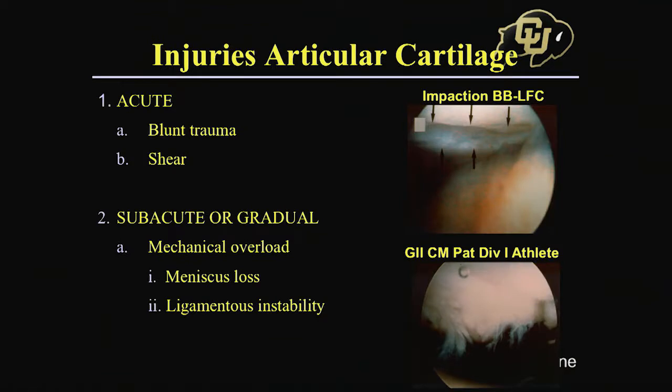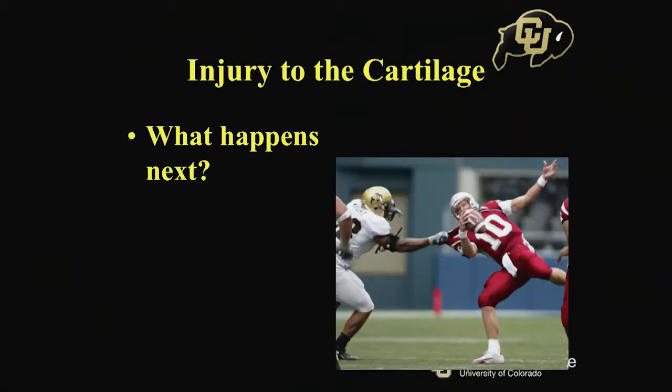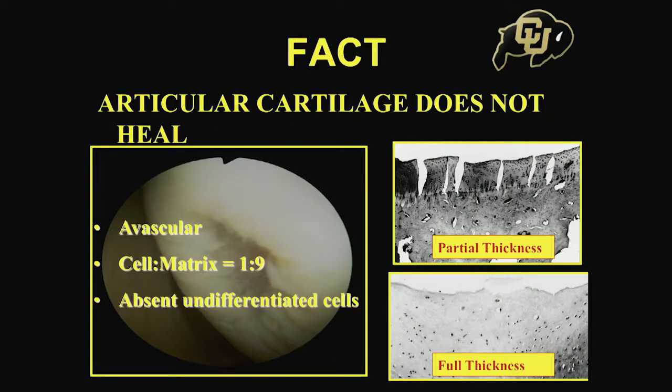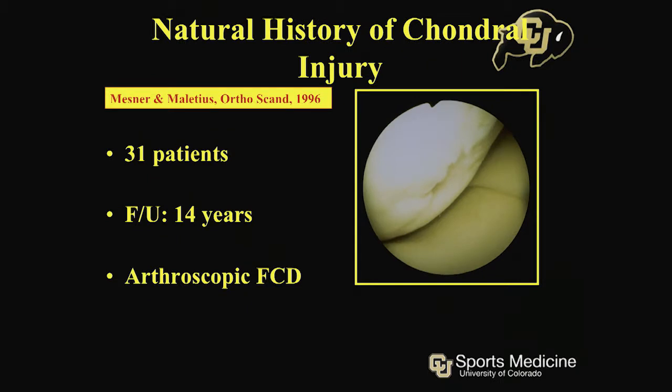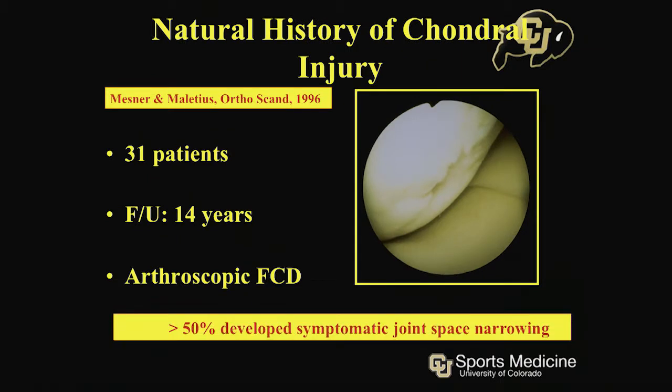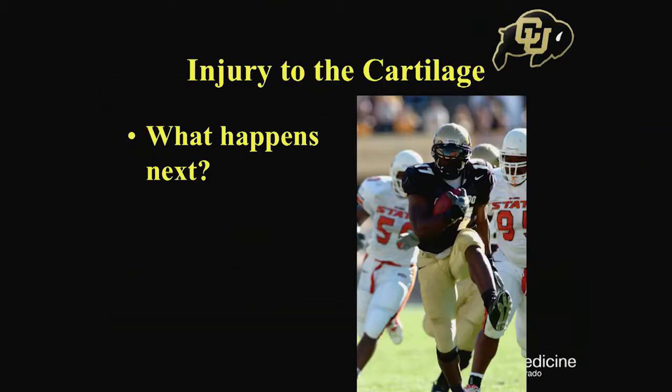So there's an acute injury, or sometimes these subacute, or gradual mechanical overloads. What happens next if that injury happens in the athlete? Well, we know that articular cartilage does not heal. We know that even partial thickness lesions do not heal. The full thickness lesions don't heal. The natural history of this is that you're going to develop joint space narrowing. At least 50% of the athletes that have a large defect, even not full thickness, will have a full thickness defect eventually. So what happens next with this injury to the cartilage?